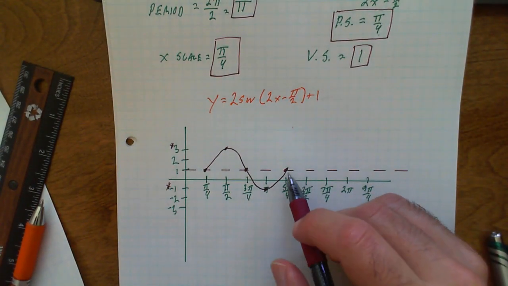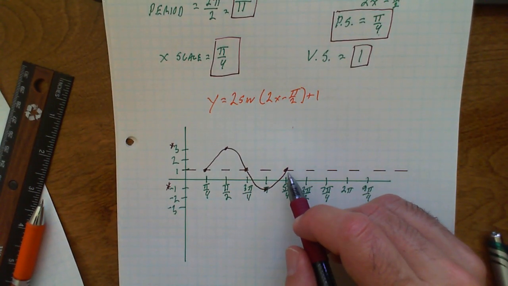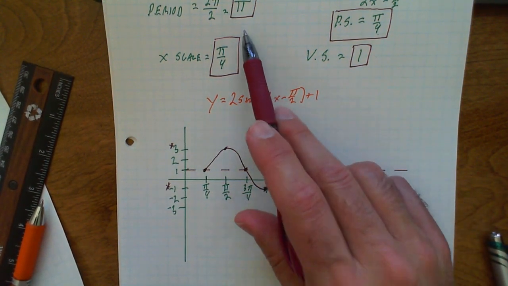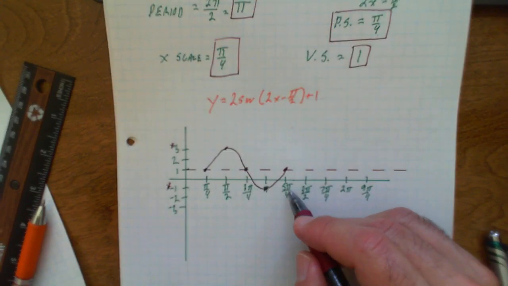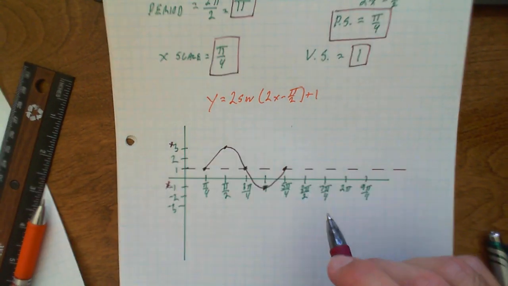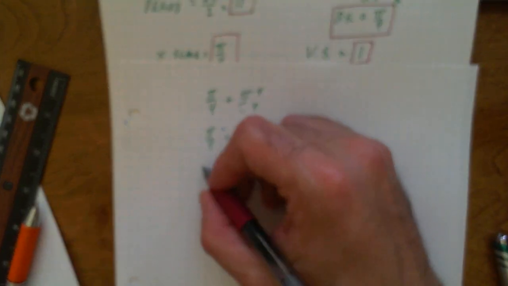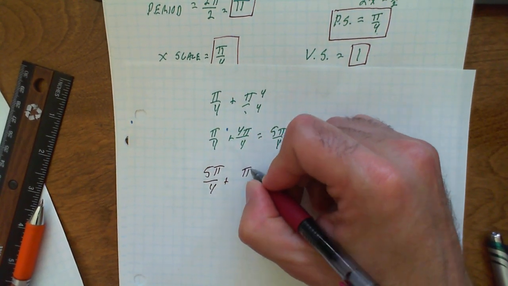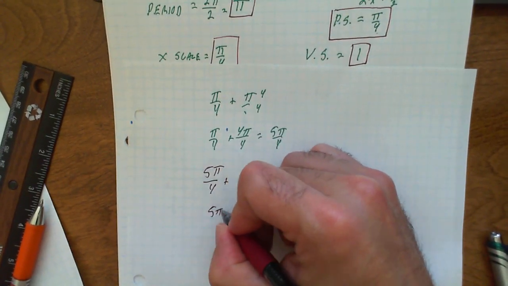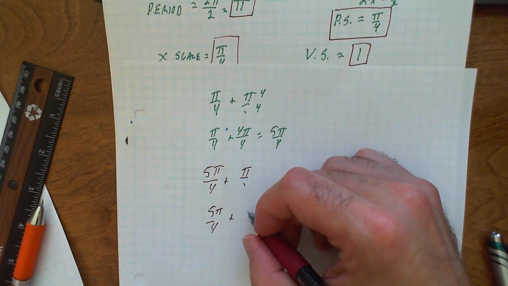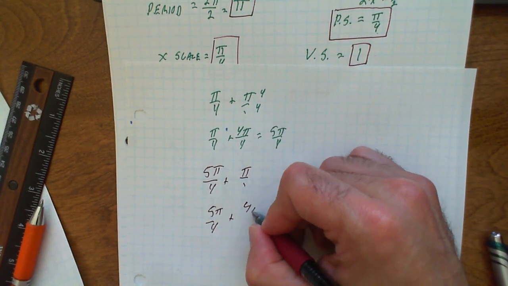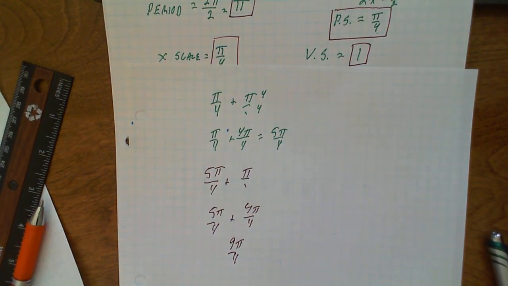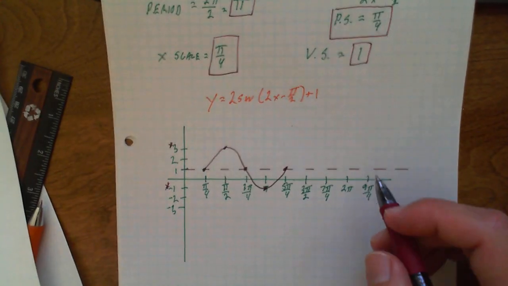This will be the first point. The last point will be the fifth one over, which is actually pi. So it'll be 5 pi over 4 plus pi will be 9 pi over 4. And if you don't know that, you can add it. 5 pi over 4 plus 4 pi over 4 will be 9 pi over 4. 9 pi over 4 is the last point.